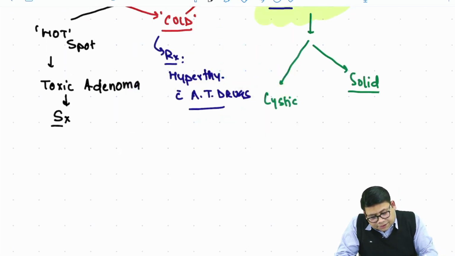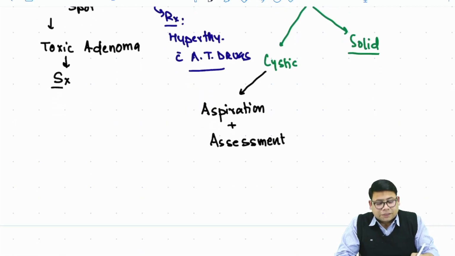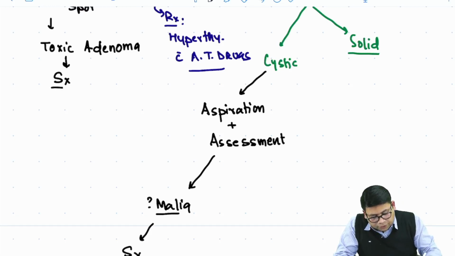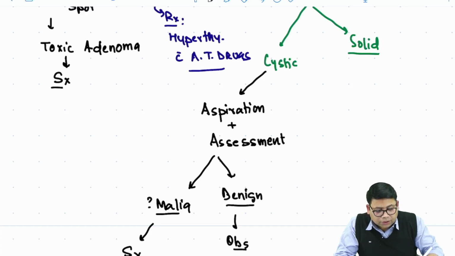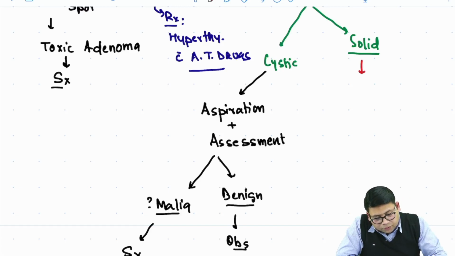Students, if it is a cystic swelling, then you will go for aspiration, and not only aspiration but also assessment. You will not throw the aspirate; you will go for aspiration and you will go for assessment. On aspiration assessment, if you see that it is a malignant cyst, you will have to go for surgery. If you see that it is a benign cyst on aspirate, then that is observation. Now, these are very important things. If you talk about a solid swelling, what is the next thing that you need to understand?